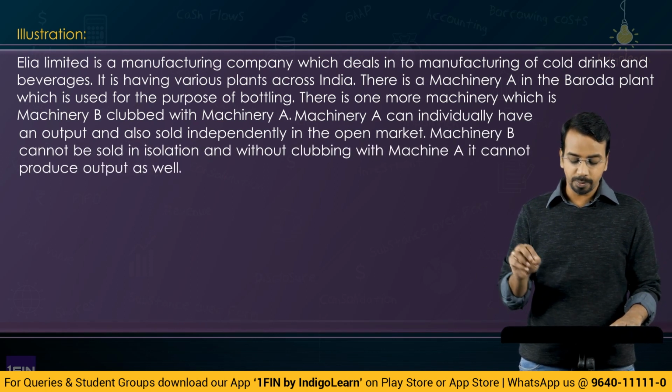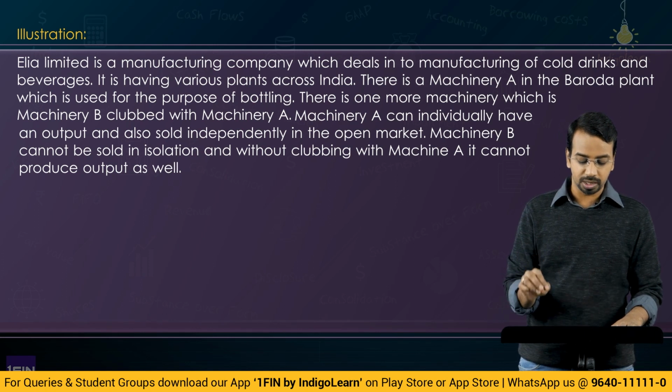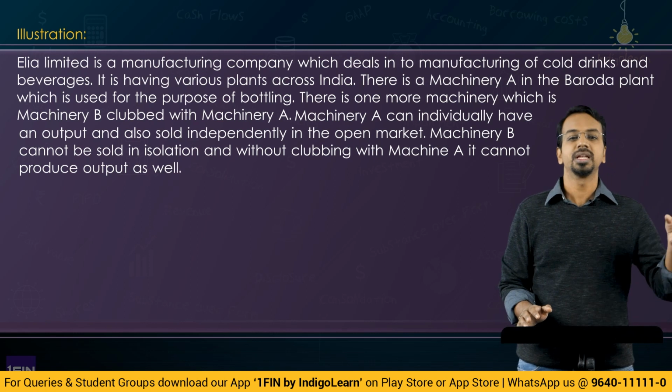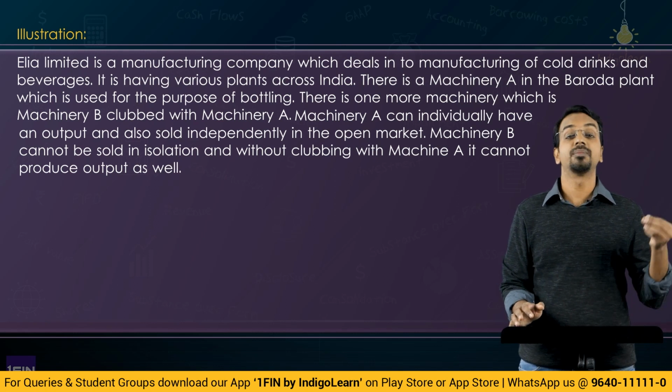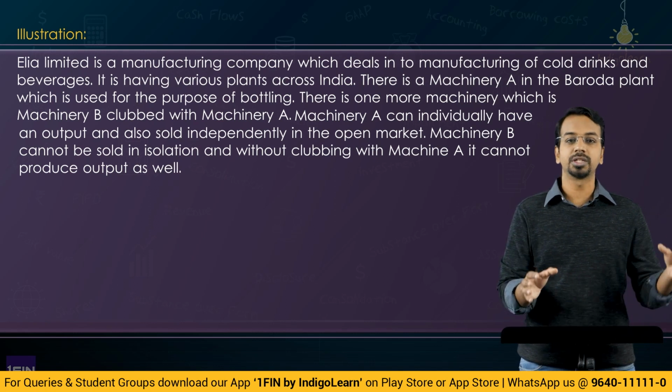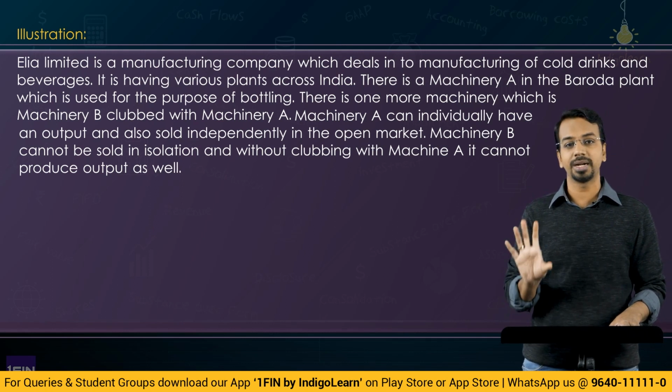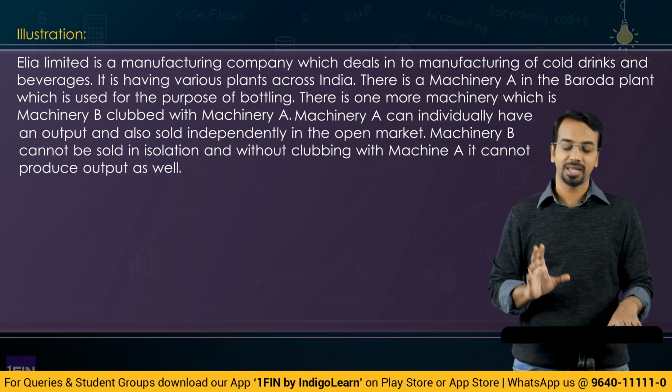Machinery B cannot be sold in isolation, and without clubbing with machine A, it cannot produce output as well. So, machine B cannot be sold independently and cannot produce output without being attached to machine A. But machine A can work independently and it can be sold independently as well.